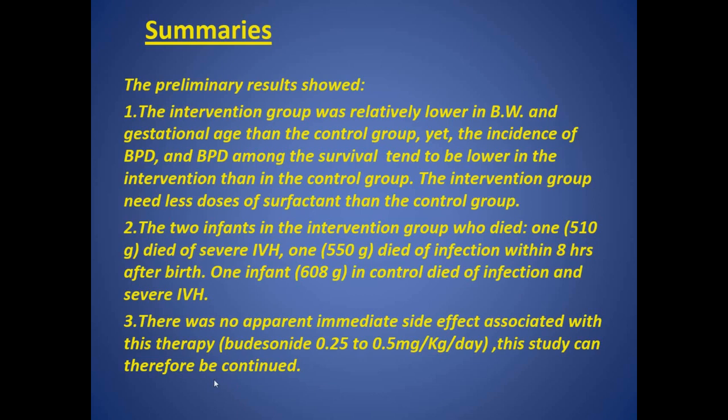So I have to make this summary. The intervention group was relatively lower in birth weight and gestational age than the control group, yet the incidence of BPD and the deaths among the survivors tend to be lower in the intervention group than in the control group. The 2 infants who died in the intervention group had birth weights of 510 and 550. In the control group, 601. There was no apparent immediate side effect associated with this therapy.